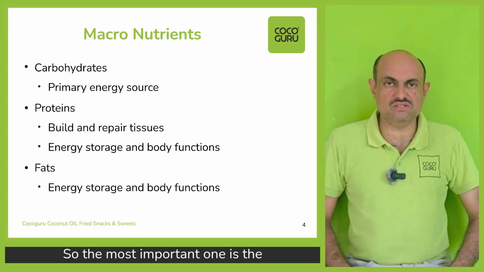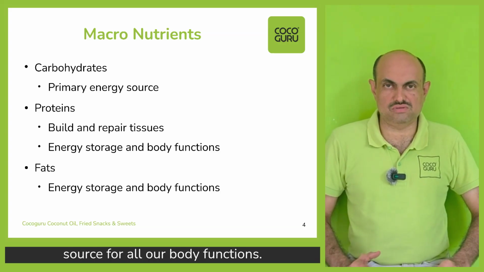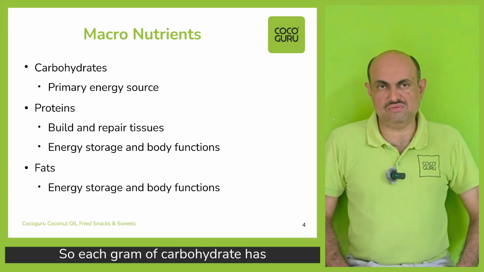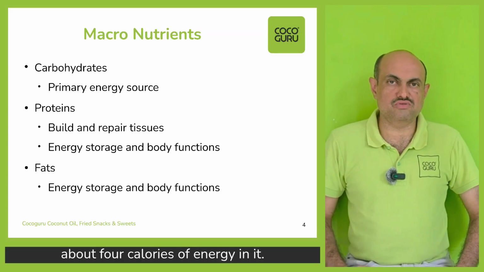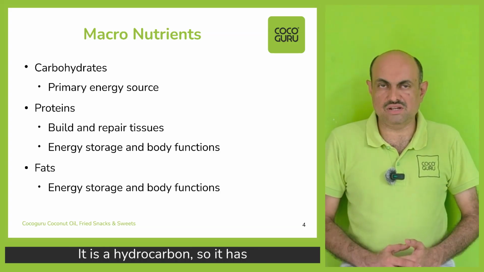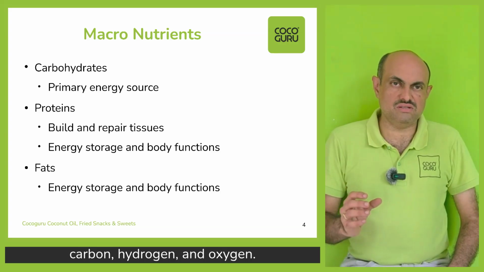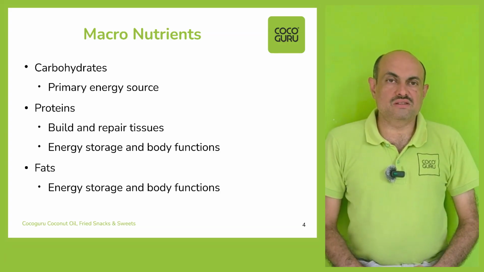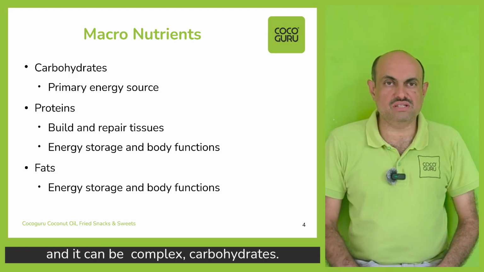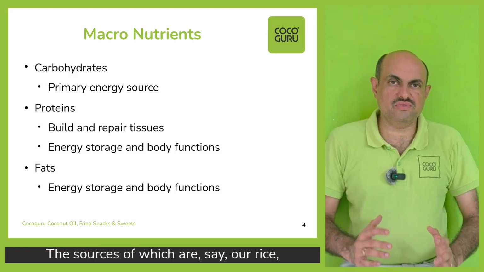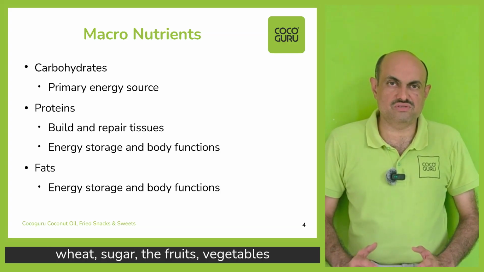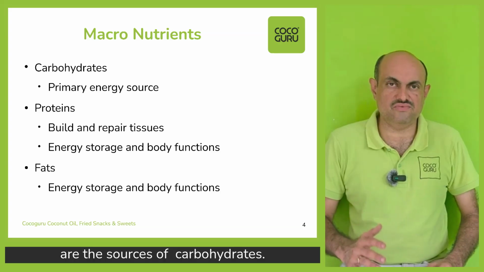The most important one is the carbohydrate, which is the energy source for all our body functions. Each gram of carbohydrate has about 4 calories of energy in it. It is a hydrocarbon, so it has carbon, hydrogen, and oxygen. It can be a simple carbohydrate like sugars, and it can be complex carbohydrates. Rice, wheat, sugar, fruits, and vegetables are the sources of carbohydrates.